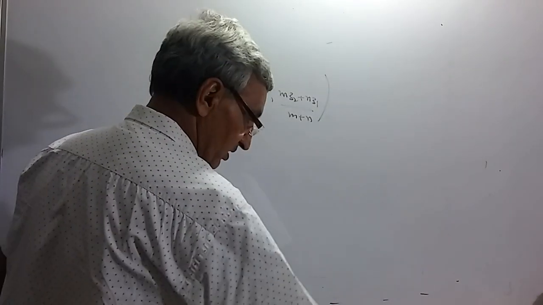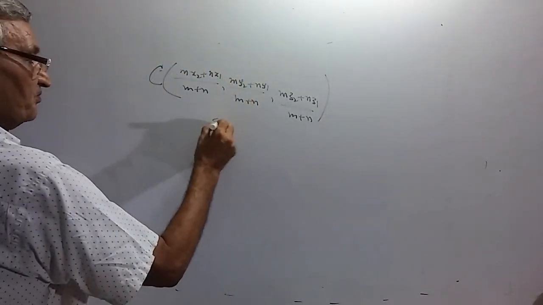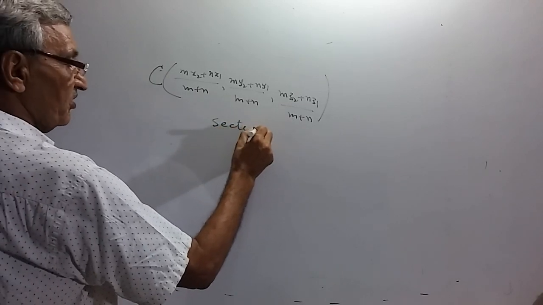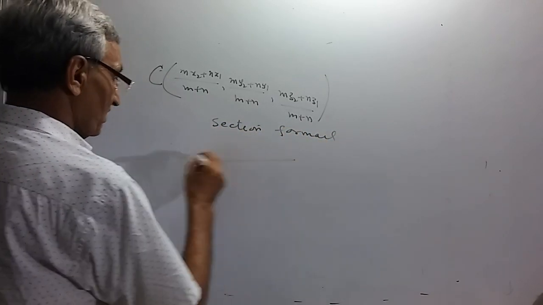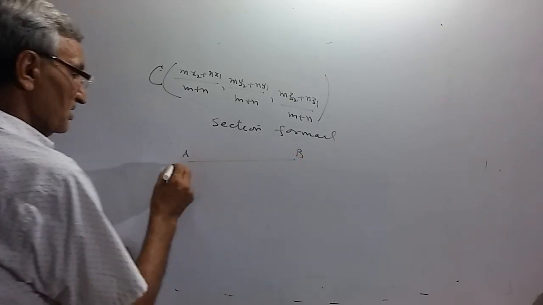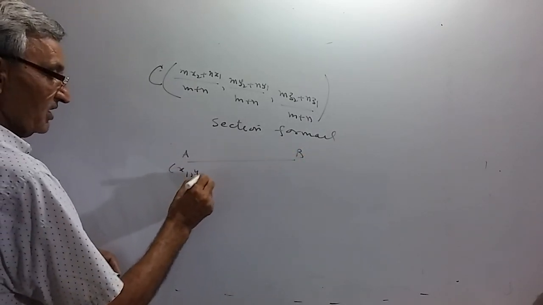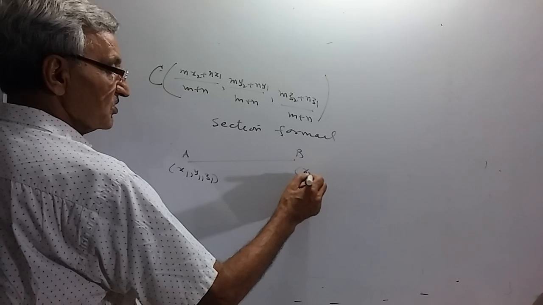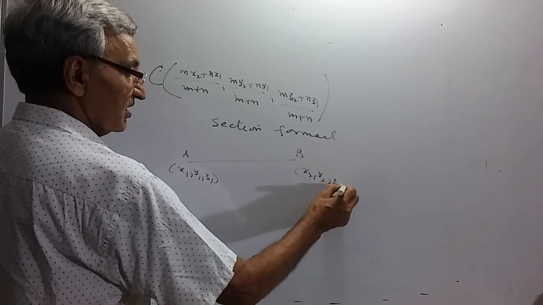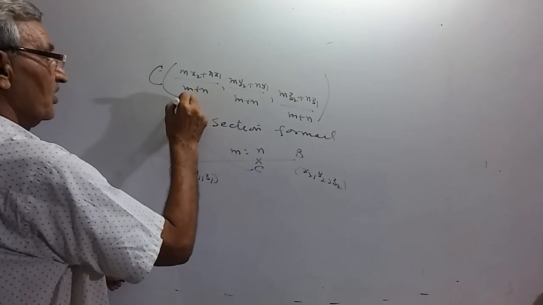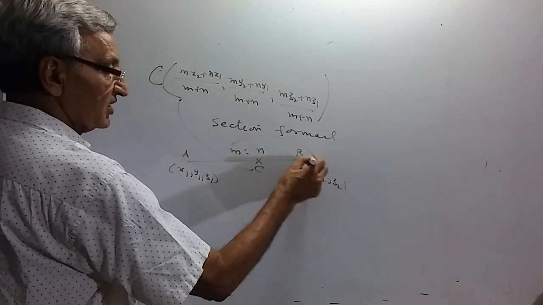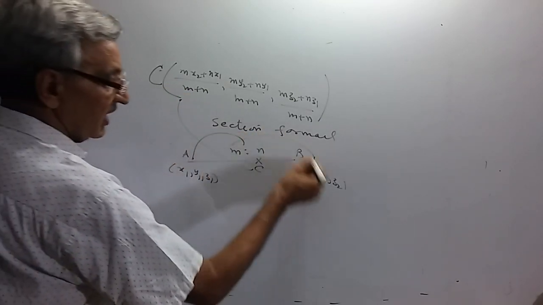This is what we found. This is called the section formula. The section formula: there is a point A and a point B. This is (x1, y1, z1), and this is (x2, y2, z2). A point C divides AB in the ratio m to n. Then the coordinates of C are m x2 plus n x1, and so on.